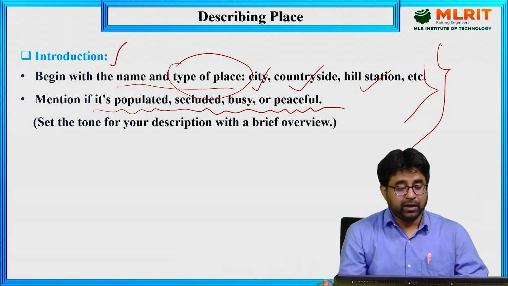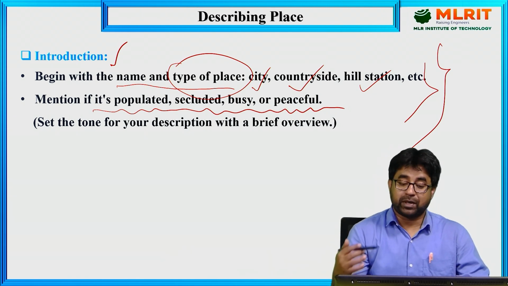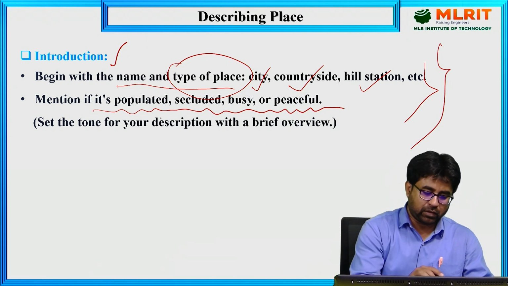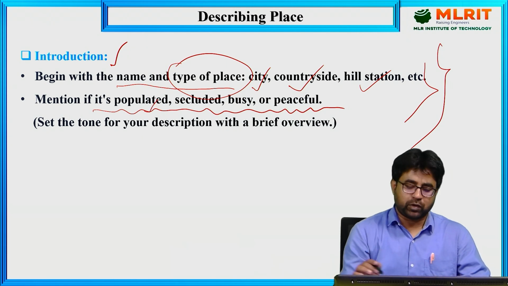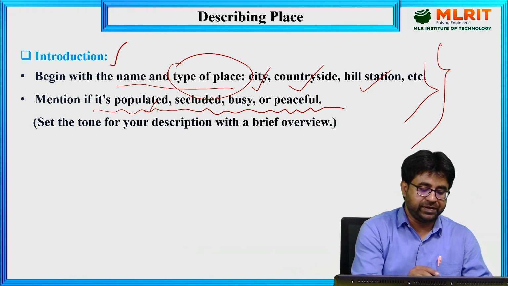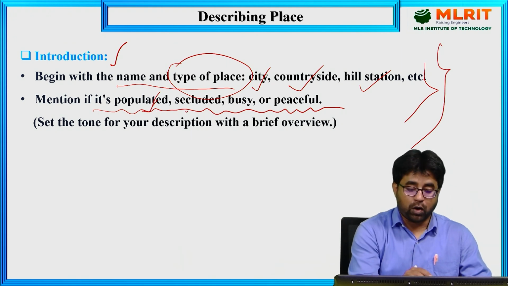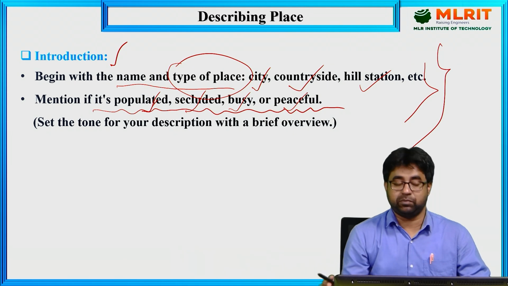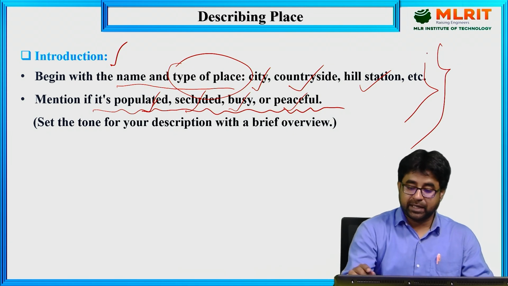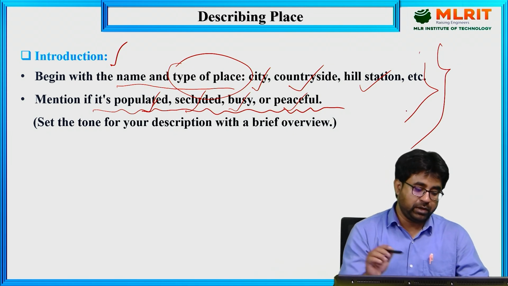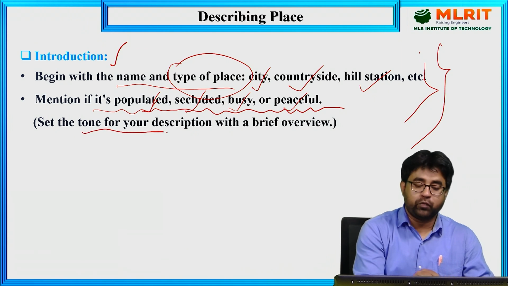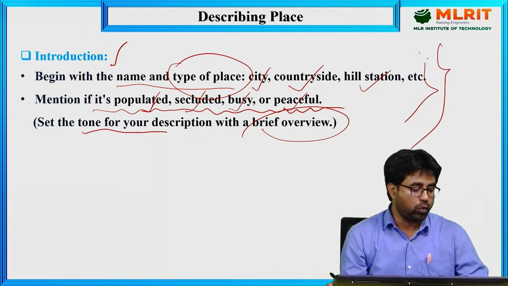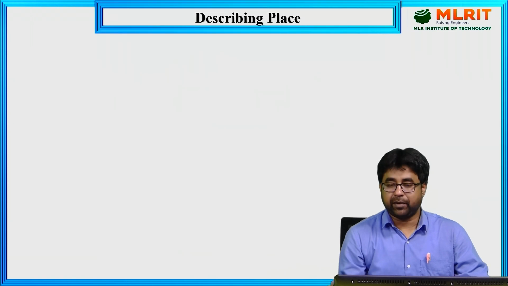So these two things: first, the name of the place and the type of place, and then extra additional features, like whether it is populated, whether it is a secluded place, a busy place, or a peaceful place, right? This introduction part will set the tone for your description with a brief overview. So this will work as a brief overview. Fine, the introduction part is over.